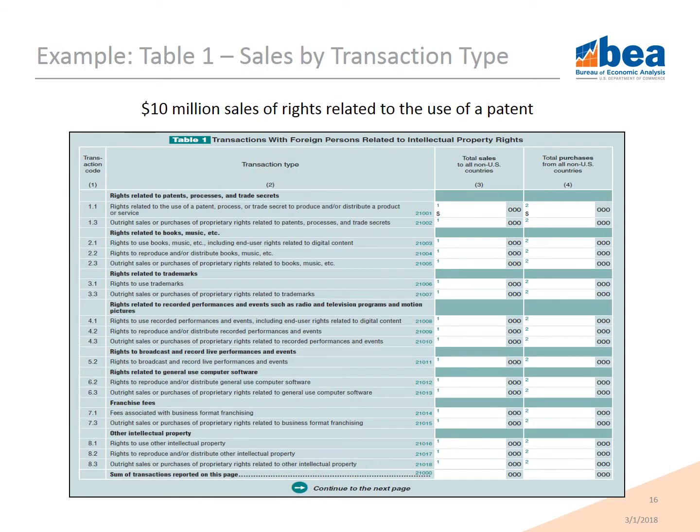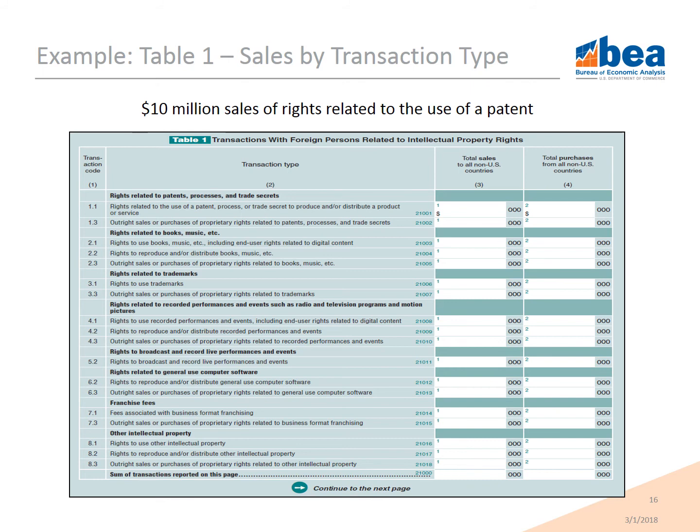Now we will look at an example of a survey respondent who had sales to foreign persons in excess of the BE-120's $2 million threshold for providing the additional details on the mandatory schedules. We will demonstrate how the respondent would report those sales on the survey.